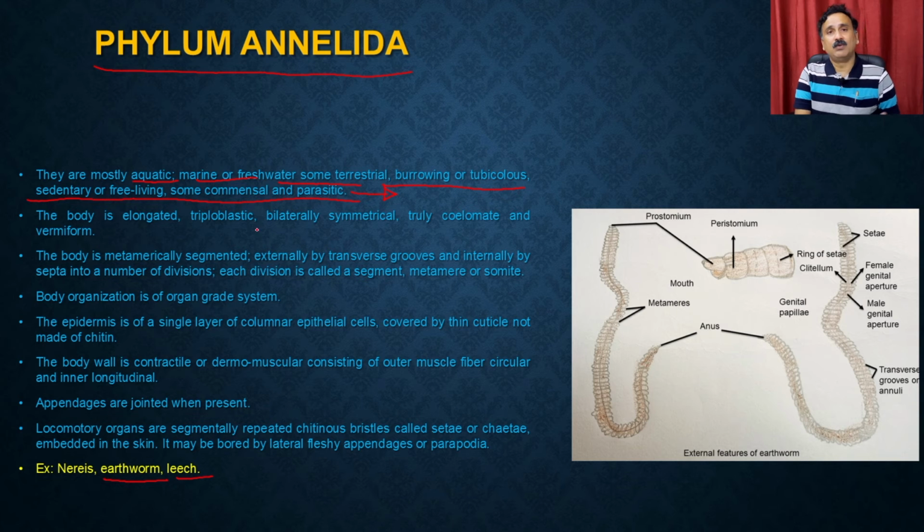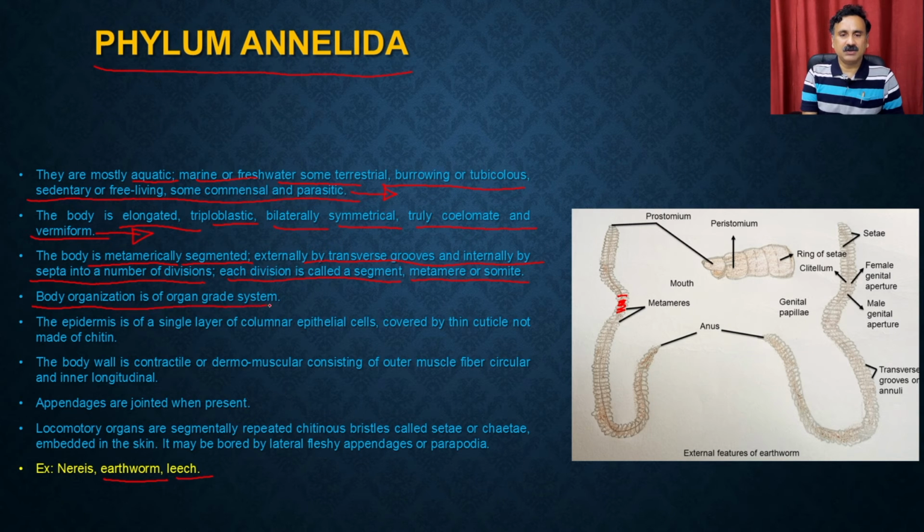They can be found in fresh water, they can be found in marine, they could be terrestrial, they could be burrowing, which means they will dig into the soil and remain inside. They could be free living or they could be parasitic. The body is elongated, triploblastic, bilaterally symmetrical, truly coelomate and vermiform, which means they are worm-like. The body is metamerically segmented, right? What you see here is segmented externally by transverse grooves and internally by septa into a number of divisions. Each division is called a segment, metamere or somite.